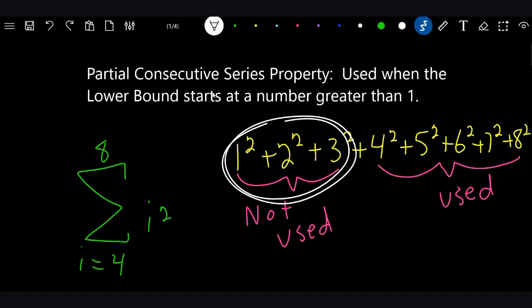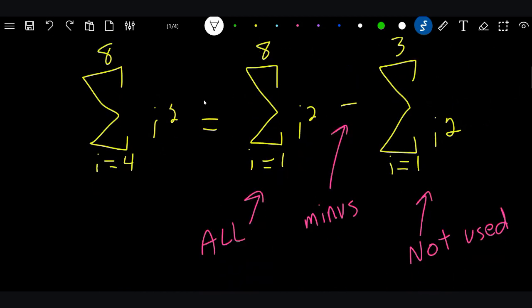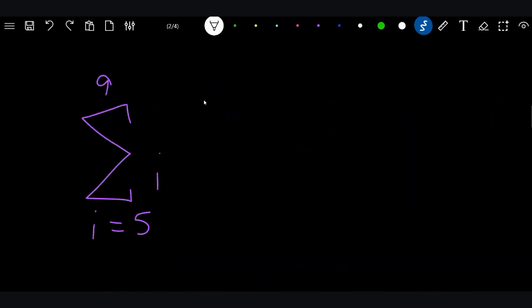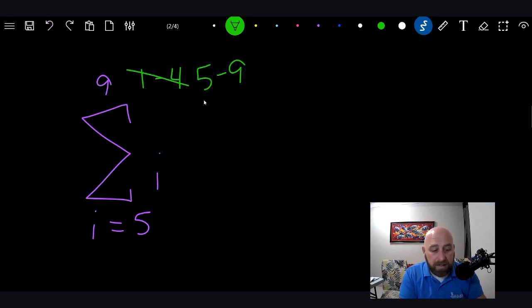Okay? So let's go ahead and try this. We won't try it with this one. We'll try it with this one down here. So here's the example. Our lower bound on this one is 5 and our upper bound is 9. So all we really need is 5 through 9. In other words, 1 through 4 are the ones we're going to get rid of. I'll just put a little cross through those, so you can still see 1 through 4, because we're going to need that.